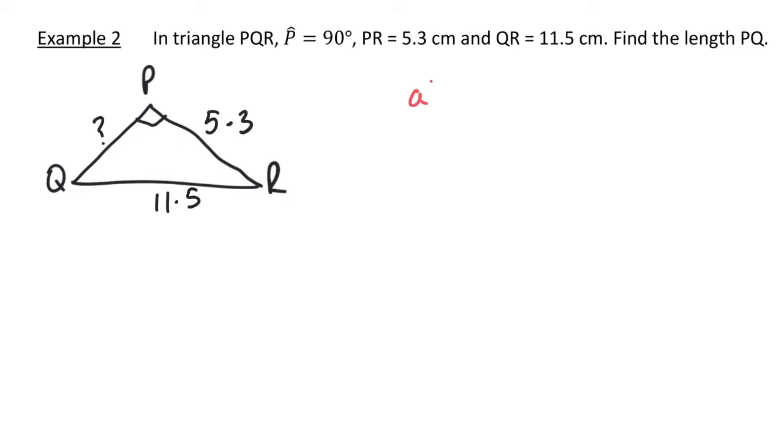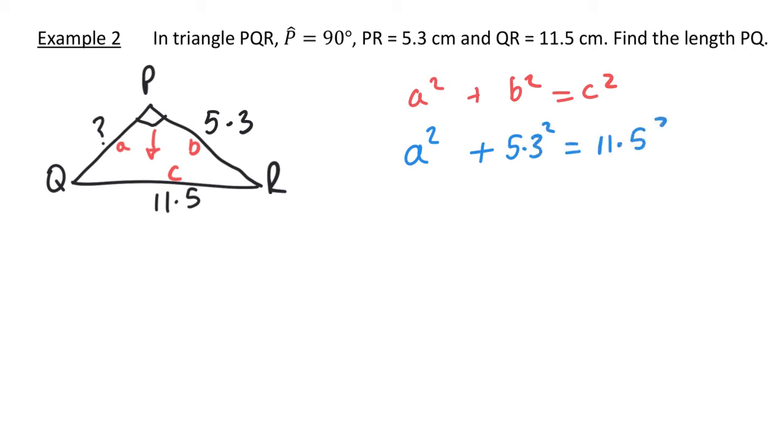So Pythagoras Theorem is A squared plus B squared equals C squared. Let's label the sides. C is the hypotenuse, which is the one opposite the right angle. So that means that QR is C. And then A and B are the other two sides in any order. If we substitute them in, we don't know the value of A, so let's leave it as A squared. And then B is 5.3, and that's squared, equals 11.5 squared. A squared plus the square of 5.3, which is 28.09, is going to equal 11.5 squared, which is 132.25.